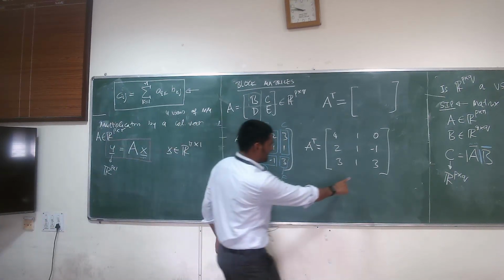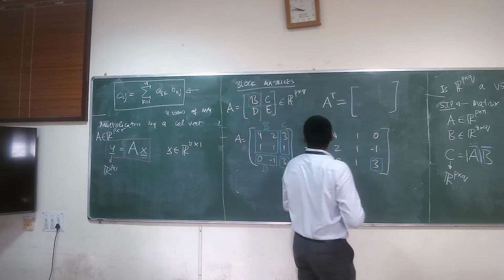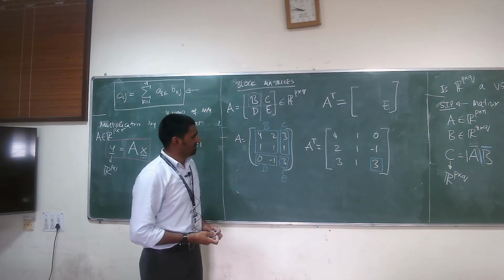Well, let's look at the last one. 3 remains 3. Looks like nothing's changed here. So it looks like maybe this is just C. This is just E.